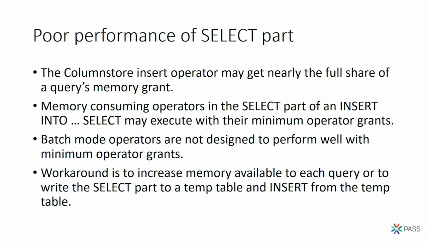It's very easy to see the select operators, or the operators as part of the select tree, executing with the minimum operator grant. So that's 1 kilobyte per DOP or so, depending on the operator. That's very bad performance. The workaround for this: take your select query, insert into a temp table, then insert from the temp table into Columnstore. So you can do 2 loads in one.